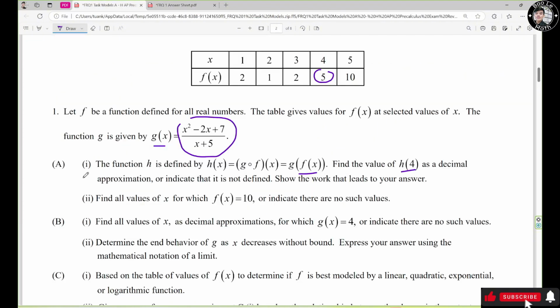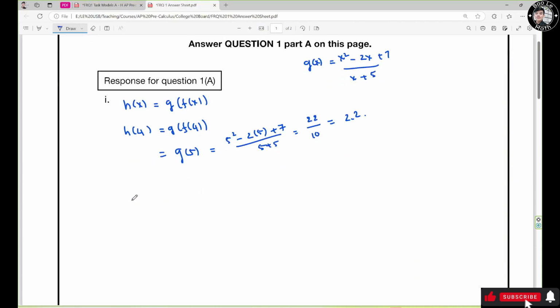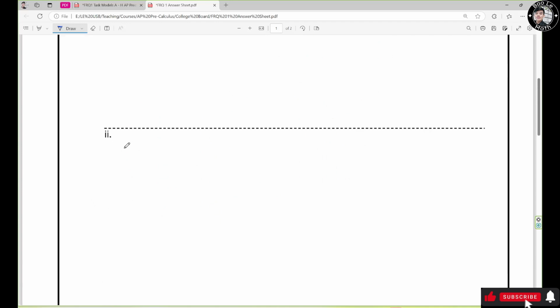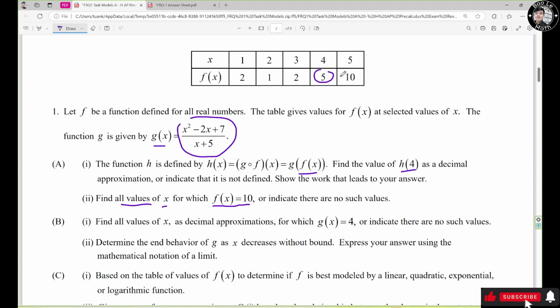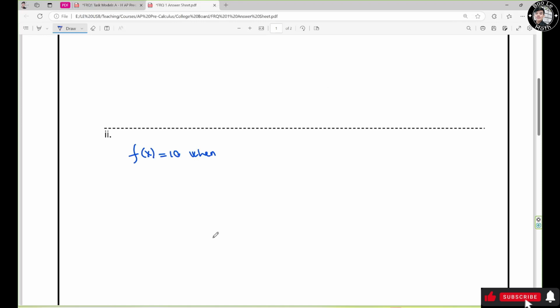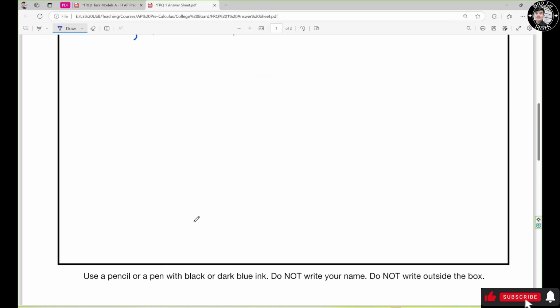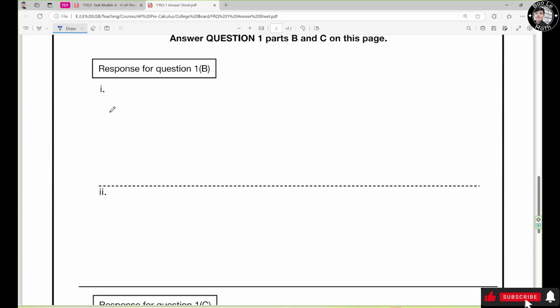Now, question A2. Find all values of s for which f of s equals 10. If f of s equals 10, we need to put the answer right here. f of s equals 10 when? Now we look at the table right here. f of s equals 10 when s equals 5, so you just put s equals 5 right here. That's it. Now move on to question B1.